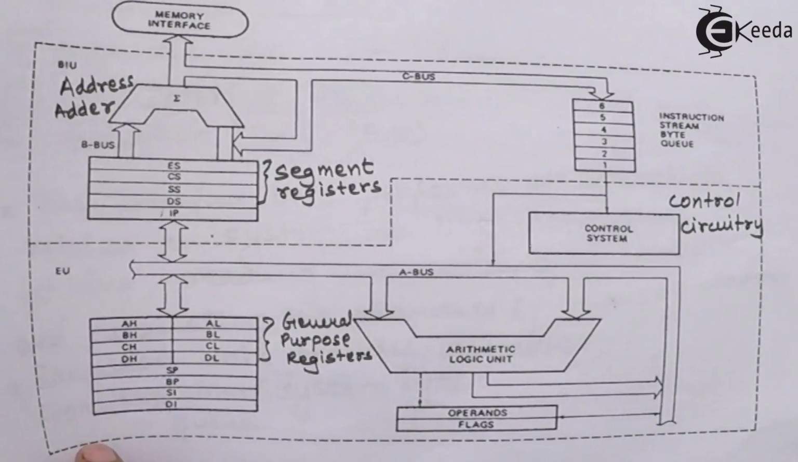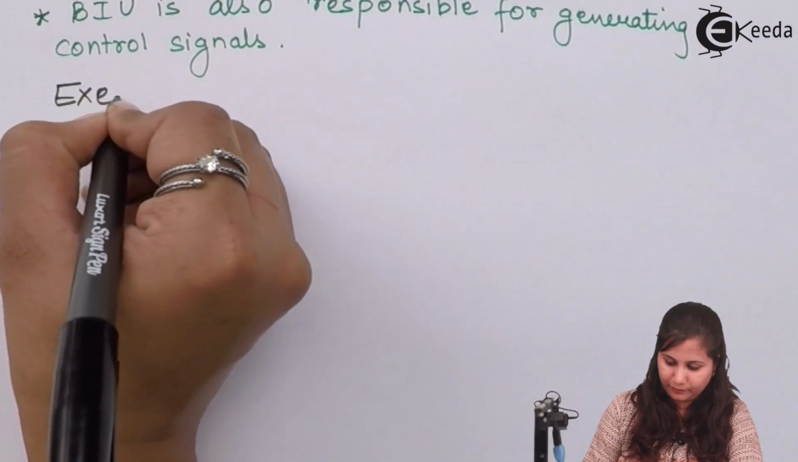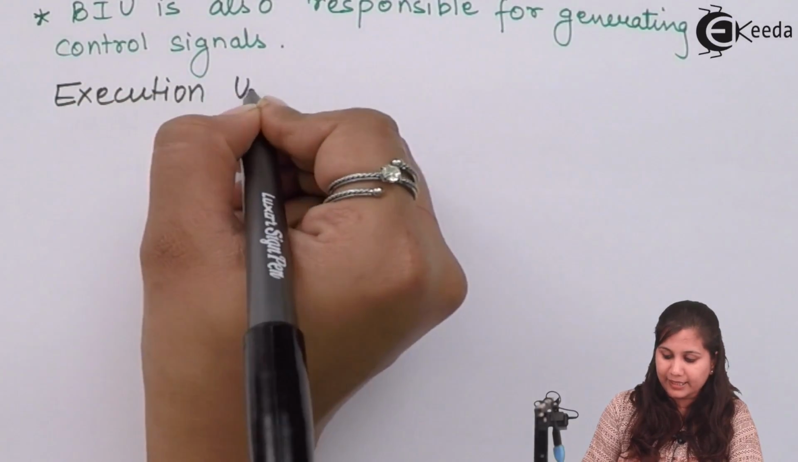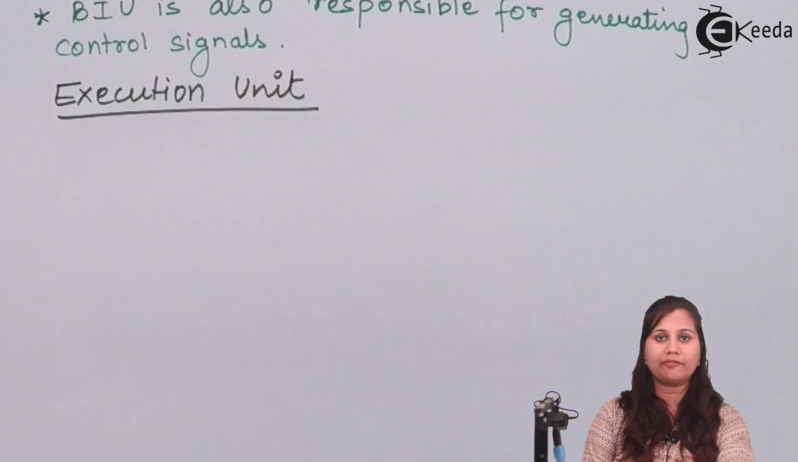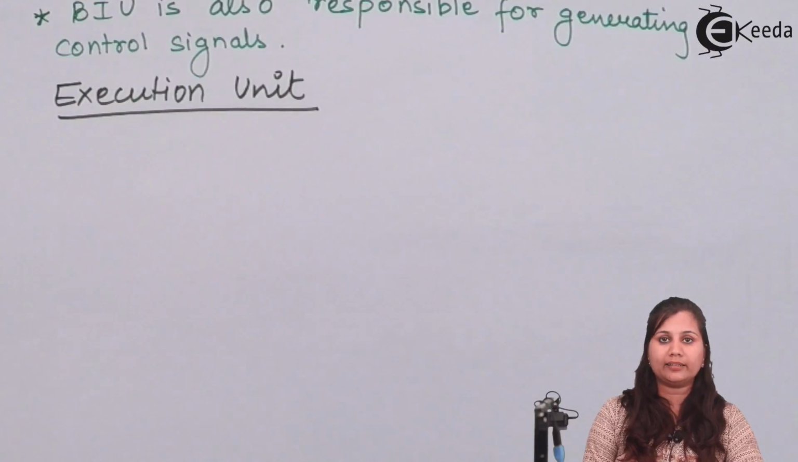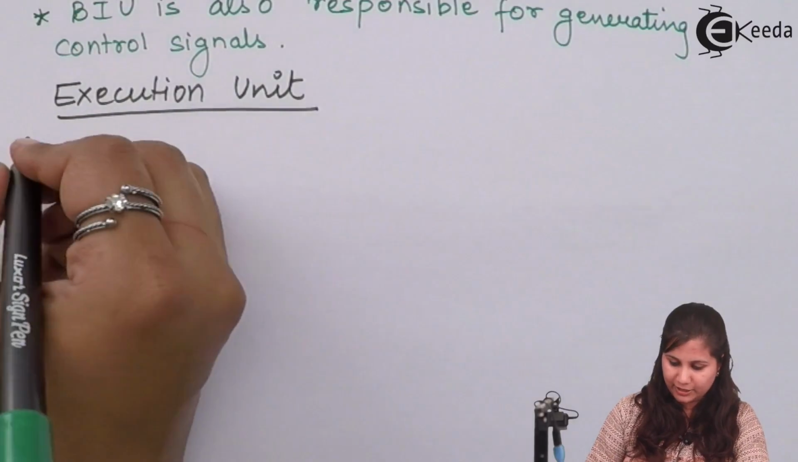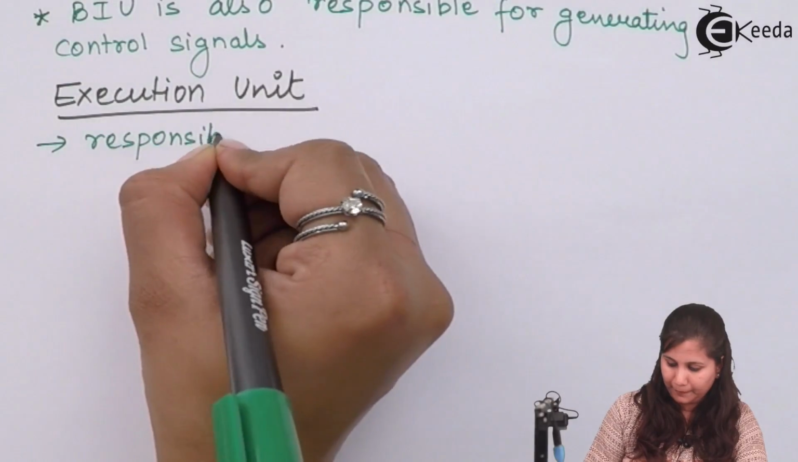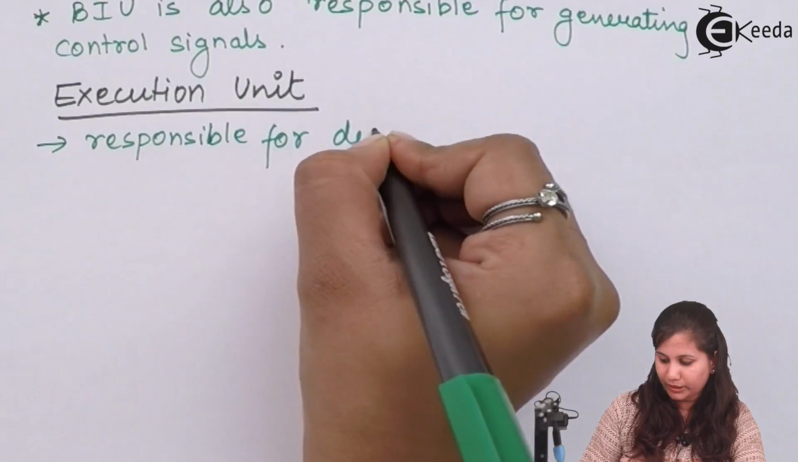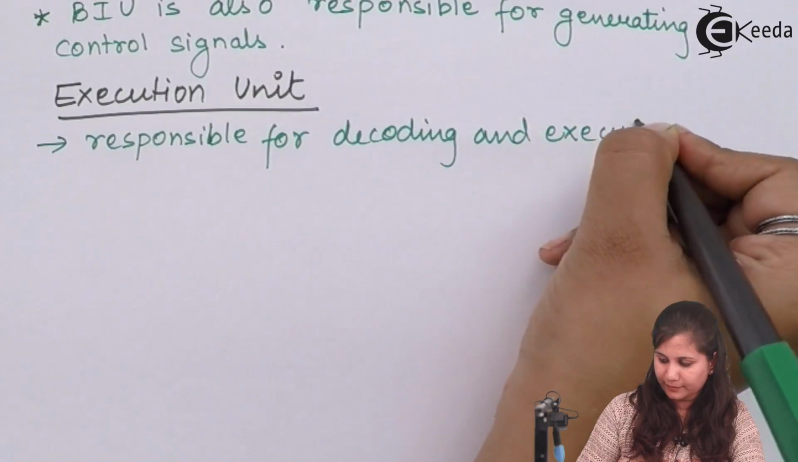Now let us come to the execution unit. The execution unit performs the function of executing the instructions. Instructions are fetched by the BIU. Those instructions are then decoded and then executed by the execution unit. So here we can say that the execution unit is responsible for decoding and executing the instructions.